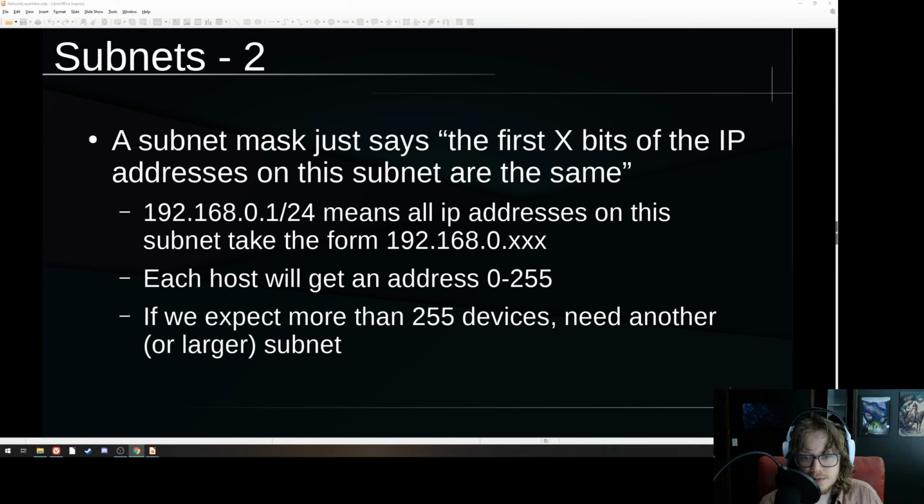So each host would, in the case described above, the /24 case, get an address from 0 to 255. So that means that this subnet can support up to 255 devices. And if we expect to have more than that, then we'll need a larger subnet or another subnet.